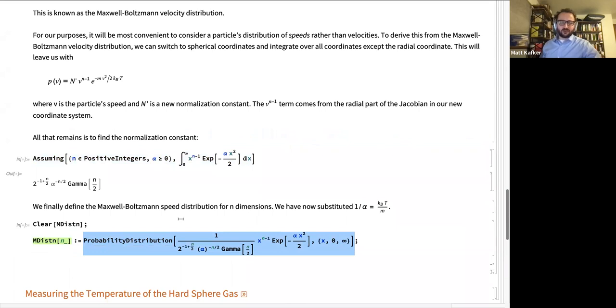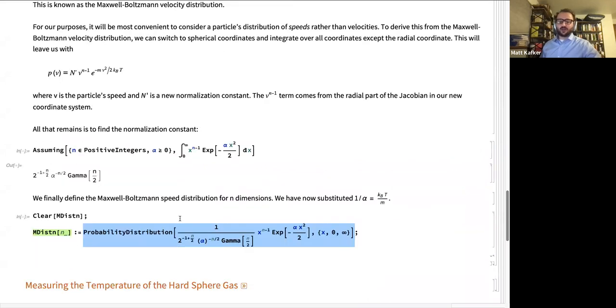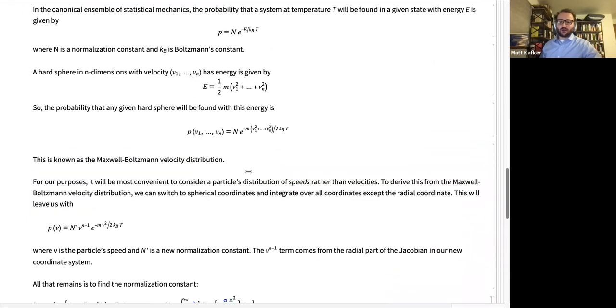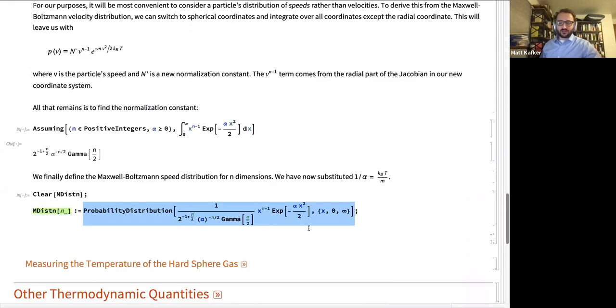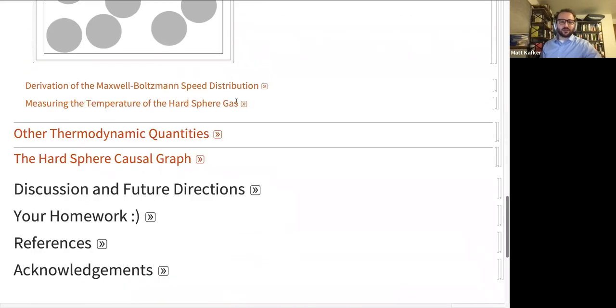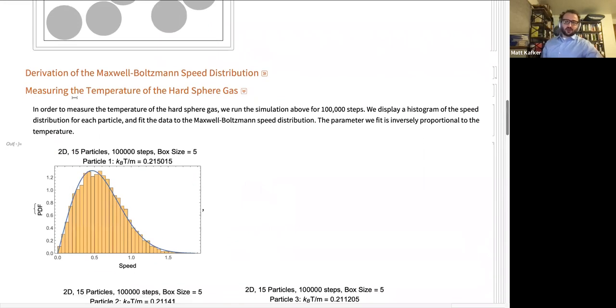Okay, so that was just a really quick overview of what this distribution is. The crucial thing about it is that it is a distribution that has one parameter. If we actually look at the distribution here, there's this parameter alpha, and 1 over alpha is k_B T over m. So we're going to do a parameter fit, and once we know alpha, we basically know the temperature. So that's how we're going to go about doing this. And it's not the only way that you can go about doing this, but it is what we are going to do.